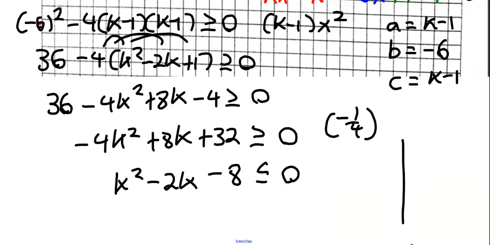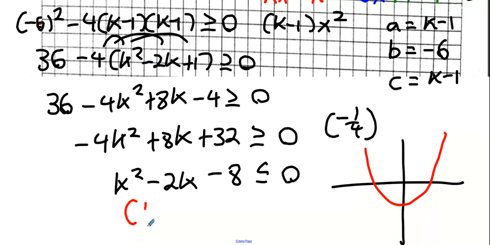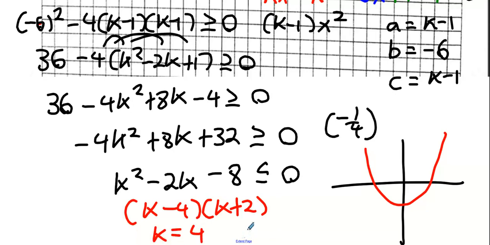Okay, it's a graph, and I don't know where it crosses. I don't know if it crosses both on the left, or does it cross both on the right? I don't know. So I'm going to solve it. What do you reckon? k minus 4 and k plus 2. k equals? And k equals? So are you happy that that's 4 and that's minus 2?